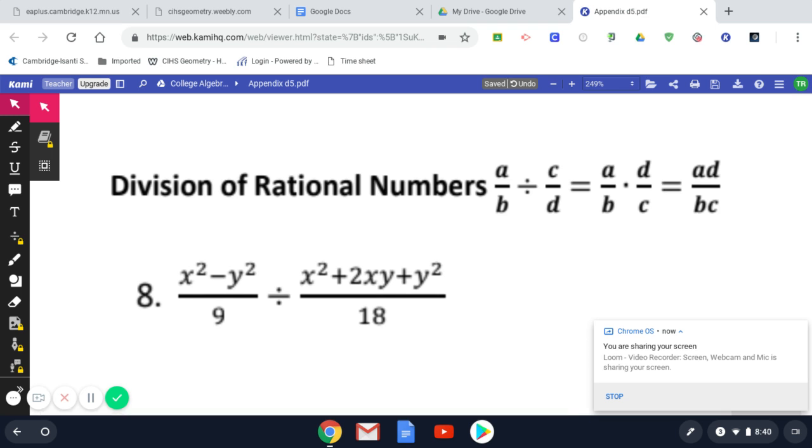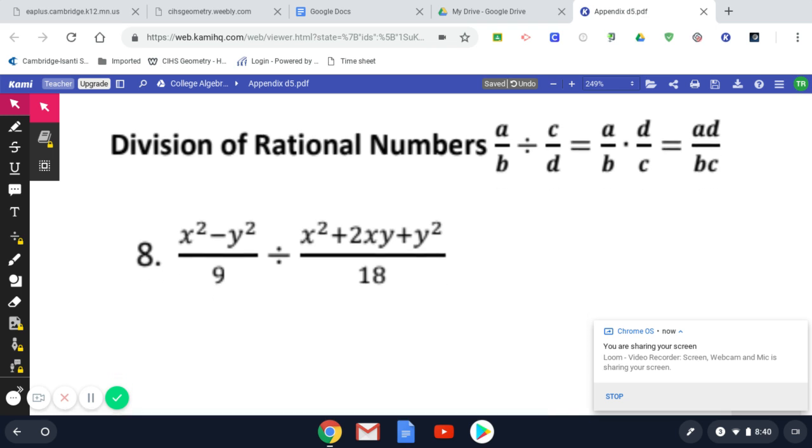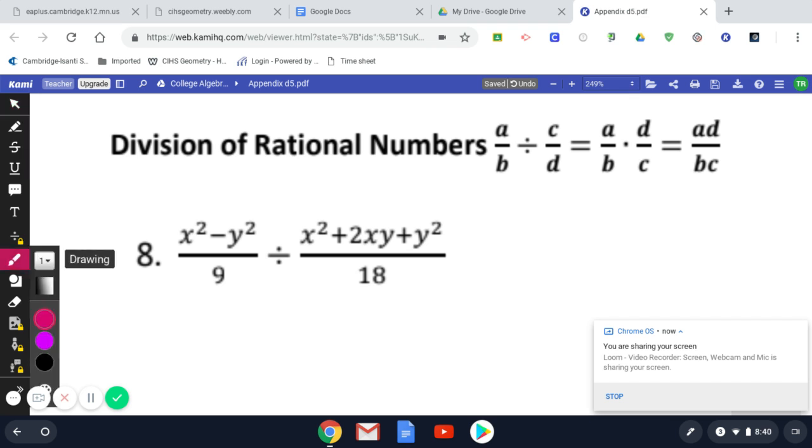Okay. Next is division. When you divide, you're going to multiply by the reciprocal of the second number, the denominator, the second piece here. So as we look at this, I'm going to change this to a multiplication problem because I'm much better at multiplying. Or I can multiply like what we just did. So here I have x squared minus y squared. I'm going to factor that right away and say that's x minus y and x plus y, just to make it a little bit easier, over 9.